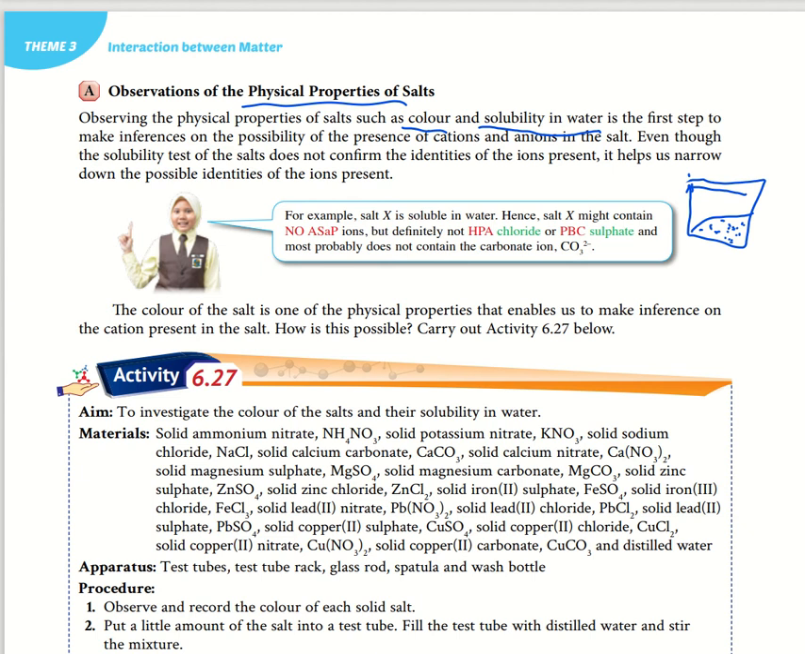What is the color? Mostly salts are white solids, and when dissolved in water they produce a colorless solution. Mostly salts are like that, but there are a few salts that have color. Copper(II) salts, copper(II) chloride, copper(II) nitrate, copper(II) sulfate, are blue in color. Iron(II) salts, like iron(II) chloride, iron(II) nitrate, give green in color, and iron(III) is brown.